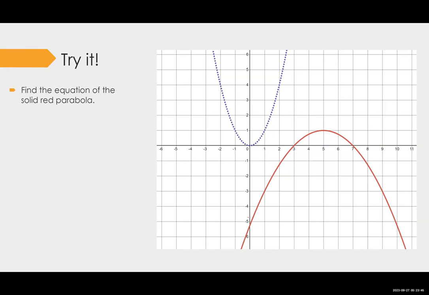Okay, welcome back. Let's look at what happened. So it has been shifted to the right 5. So that's going to be the opposite in my equation. To the right 5, so minus 5, opposite. And this is a parabola, so it's going to be squared. It's going to add up 1. It's been shifted up 1. It's also been flipped. And it looks like it's been sat on a little bit. It's been compressed.